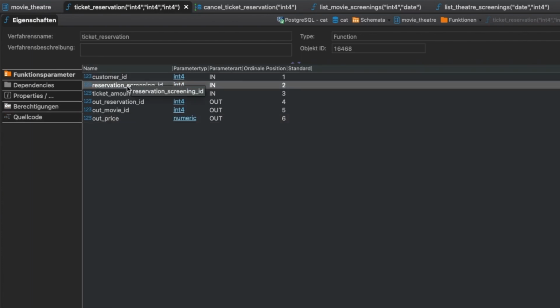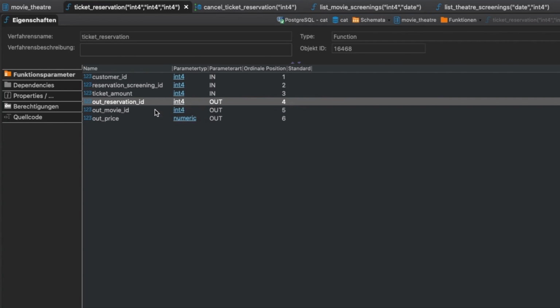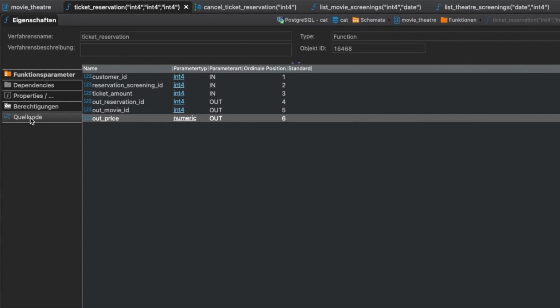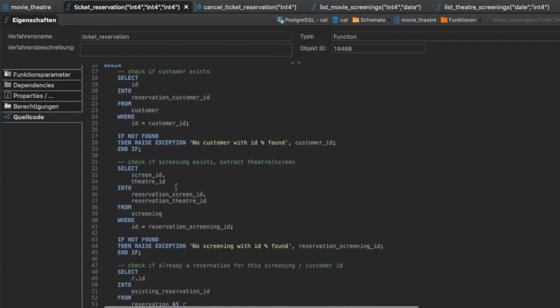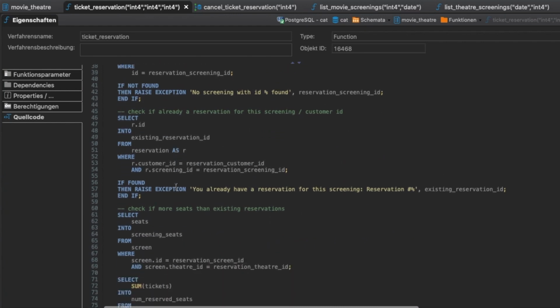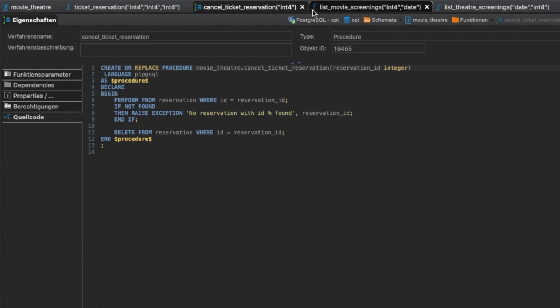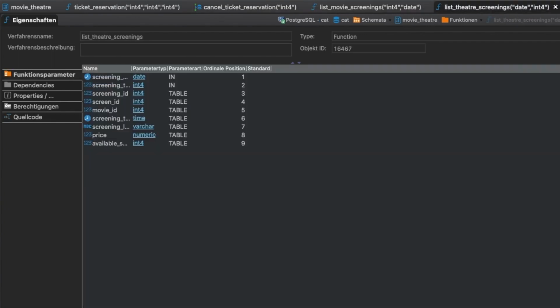The required parameters are the ID of the customer entity, the ID of the screening entity they want to make a reservation for, and the freely choosable amount of tickets as an integer. It returns the ID of a reservation, the ID of the movie that is associated with this screening, and the total price of the order. The transaction performs some integrity checks, calculates the total price for all tickets, and eventually inserts a reservation for a customer. There are also transactions for canceling reservations, listing movie screenings of a particular movie, or at a particular theater, which are later on all supported by the conversational agent.